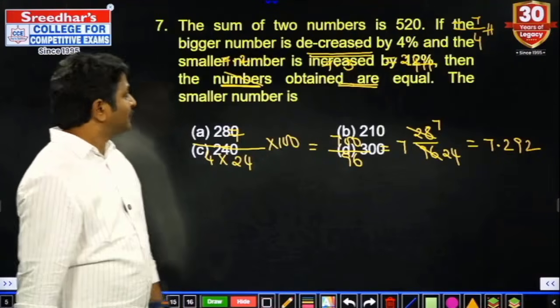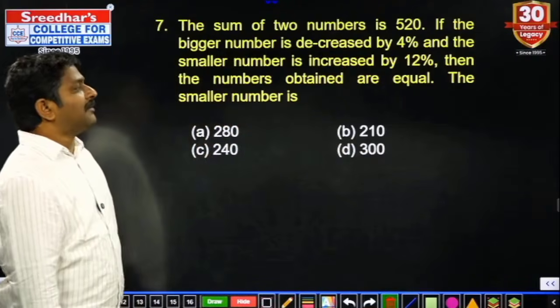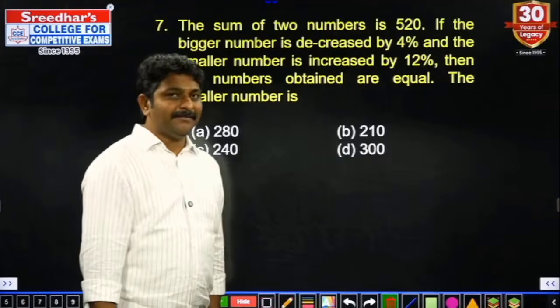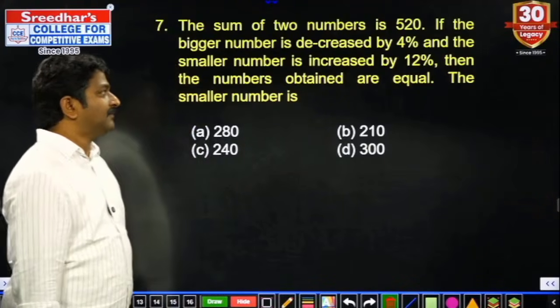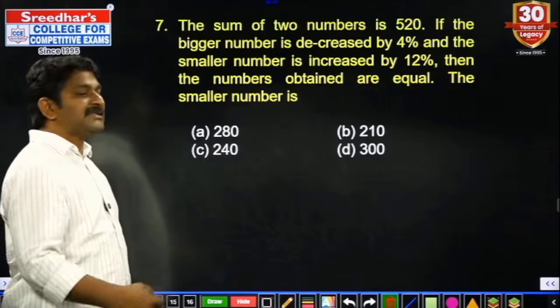Next. The sum of two numbers is 520. If the bigger number is decreased by 4% and the smaller number is increased by 12%.